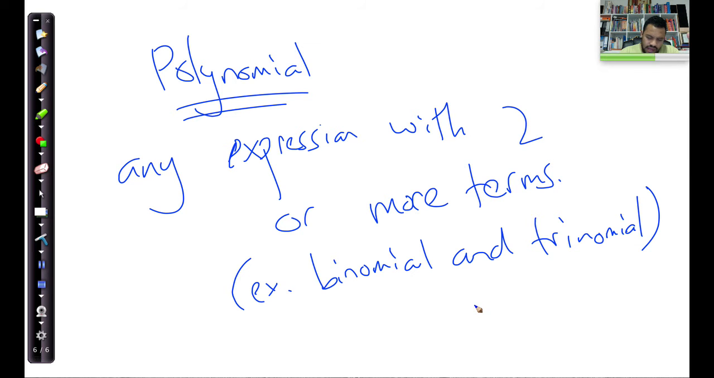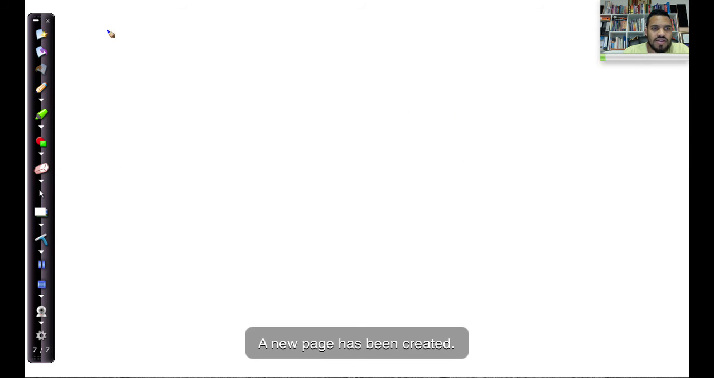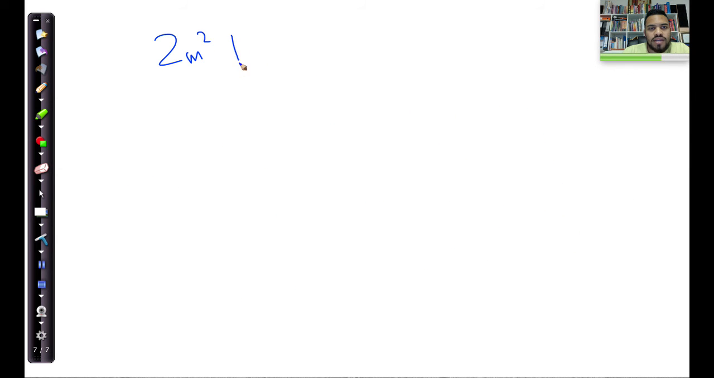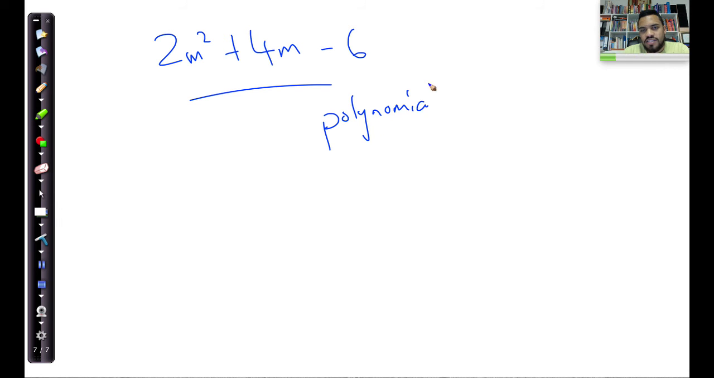I haven't spoken about the degree of a polynomial, which I'll do in a moment. Okay, but before we do so, let's quickly talk about coefficients and variables. Let's take 2m squared plus 4m minus 6. This here, firstly, it has three terms, so it is a polynomial. Okay, and not just any polynomial, it's a special one which we call a trinomial, right?